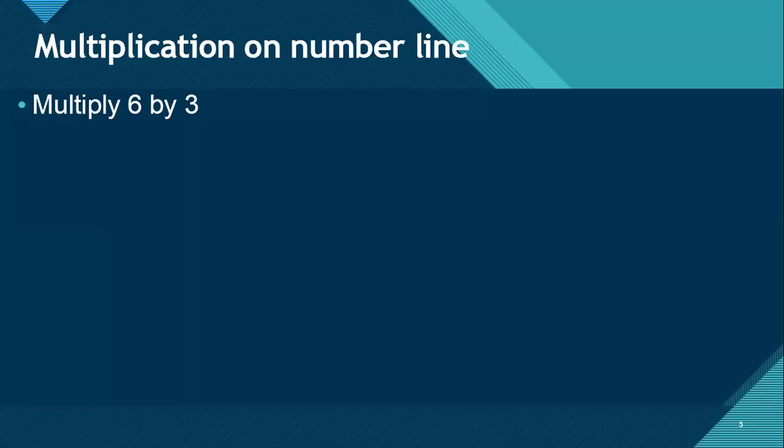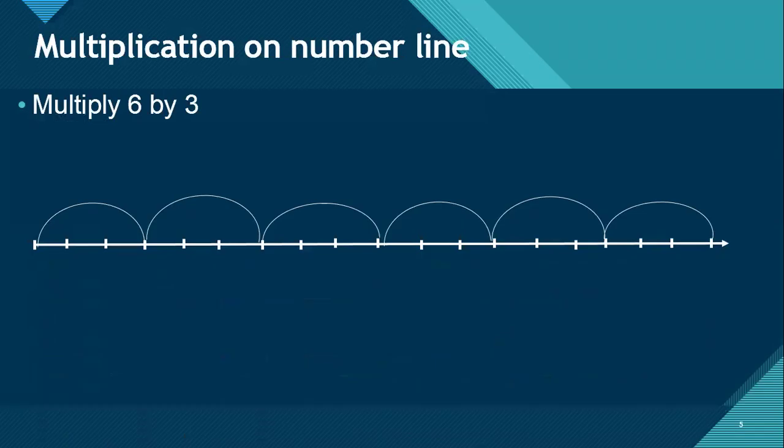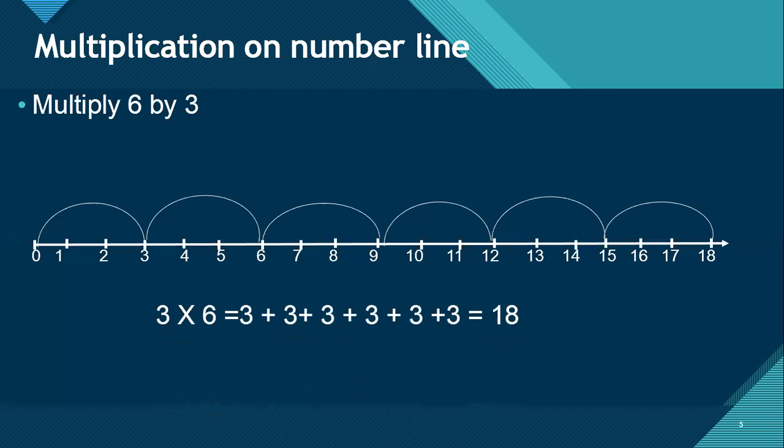That is multiplication on a number line. For example, suppose we have to multiply 6 by 3. First we have to draw the number line. Let's say we draw the number line from 0 to 18. Now we have to multiply 6 by 3. So how will we write it? That is 6 multiplied by 3.